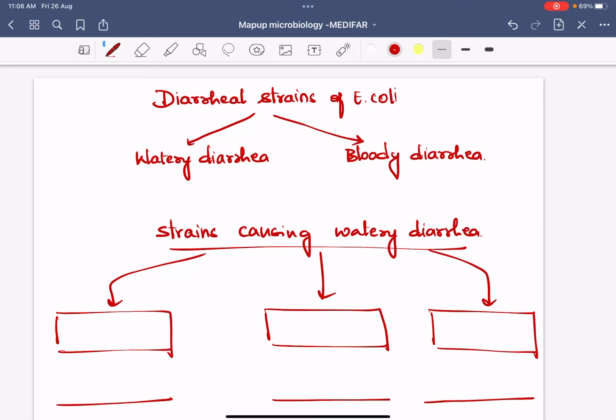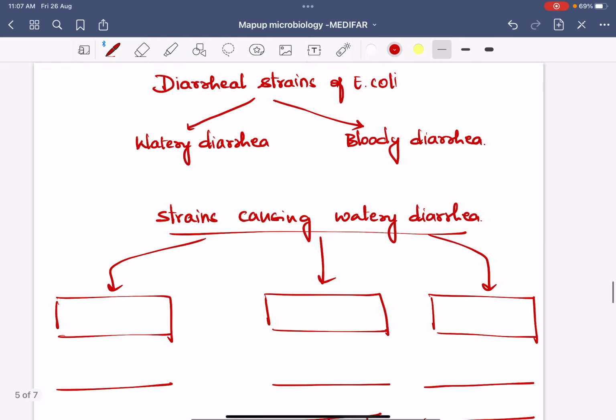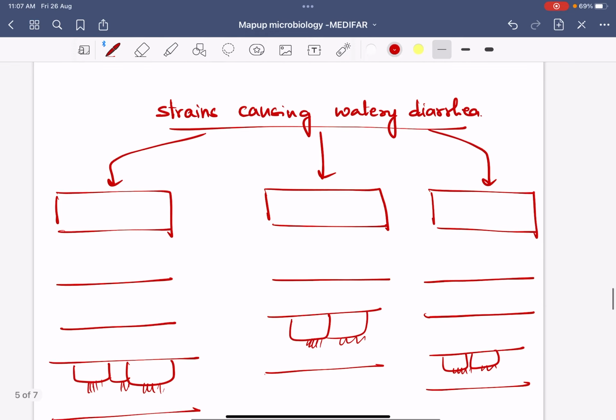Welcome to Medifer. Today the topic is diarrheal strains of E. coli. Let us study the strains causing watery diarrhea and strains causing bloody diarrhea or dysentery. First, coming to strains causing watery diarrhea.